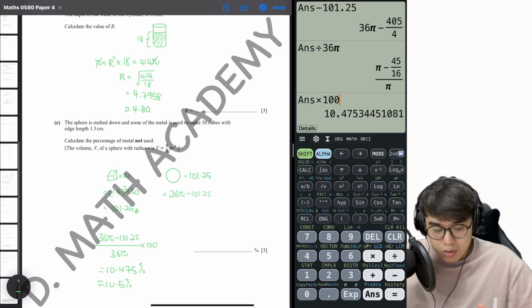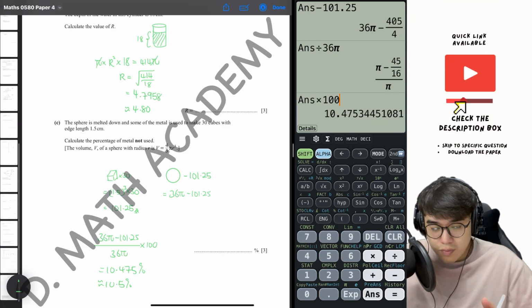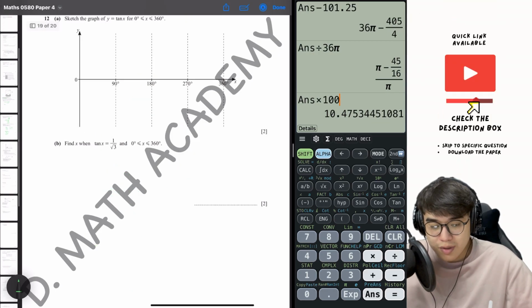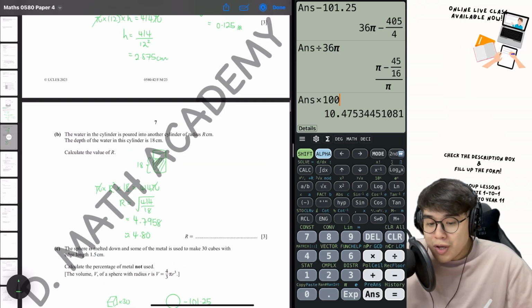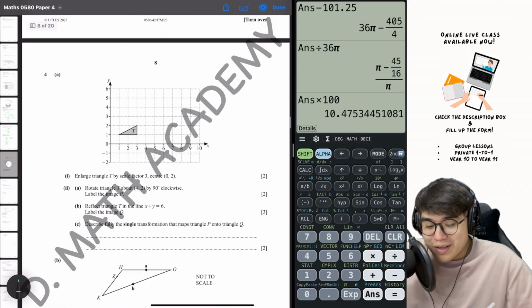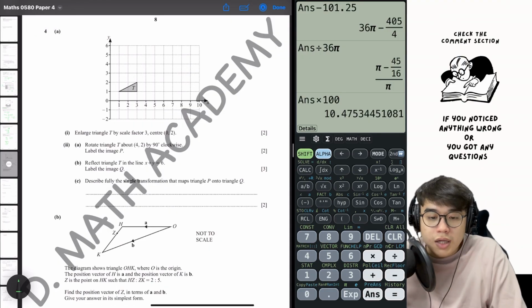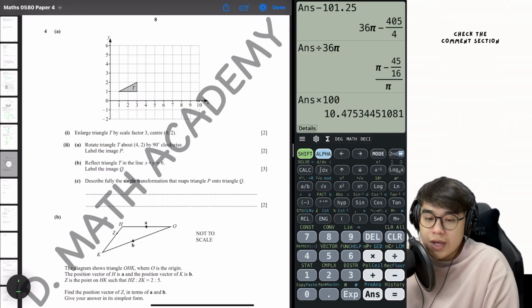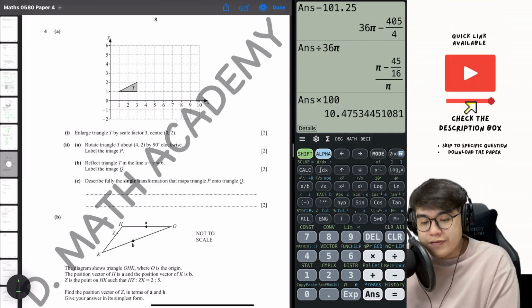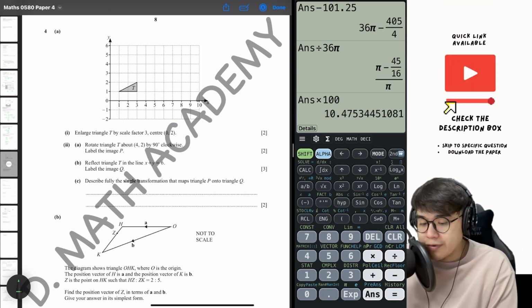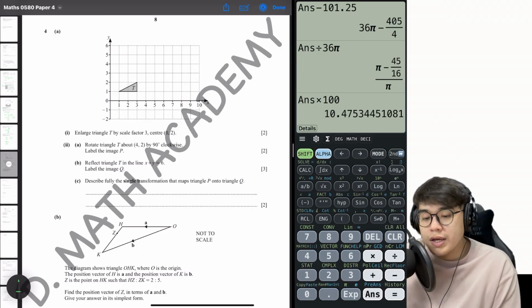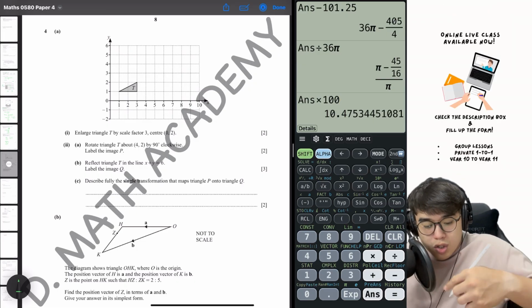There's a total of 12 questions. Okay, we are not even halfway yet. Okay, let's try to speed it up a little bit. Okay. Moving on, we are at question 4. First thing first, they ask us to enlarge the triangle T by the factor of 3 at 0, 2.